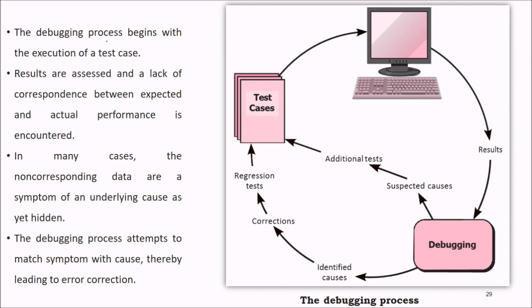The debugging process begins with the execution of test cases. The results are assessed and a lack of correspondence between expected and actual performance is encountered. In many cases the non-corresponding data are a symptom of an underlying cause as yet hidden. The debugging process attempts to match symptom with cause, thereby leading to error correction. So the test case results are given to debugging, suspected causes are identified and we add additional tests. The identified causes are corrected and regression testing is to be performed.